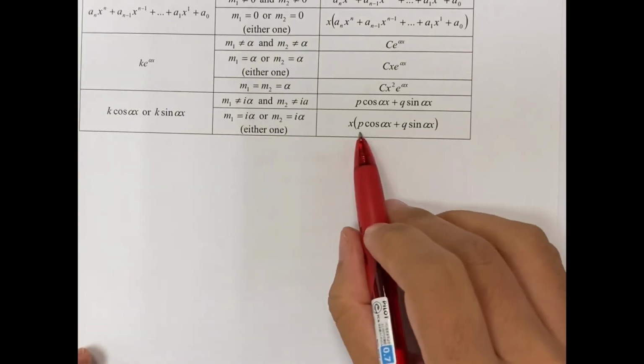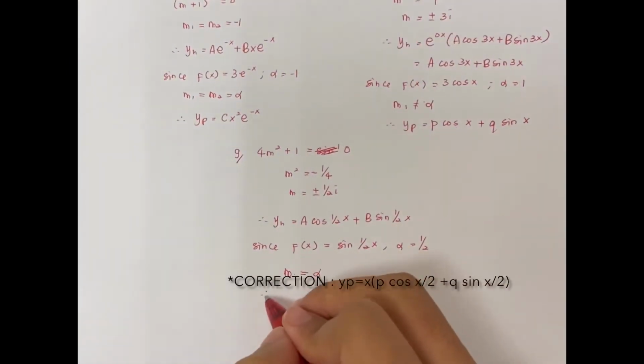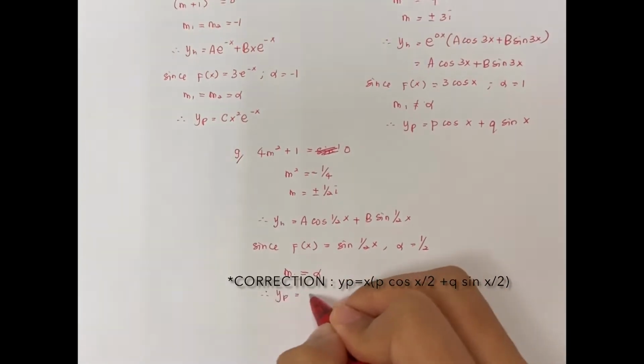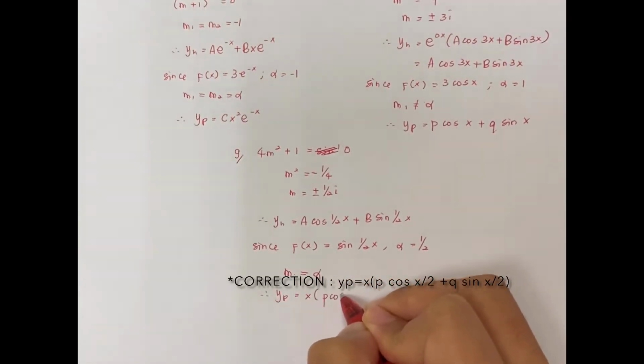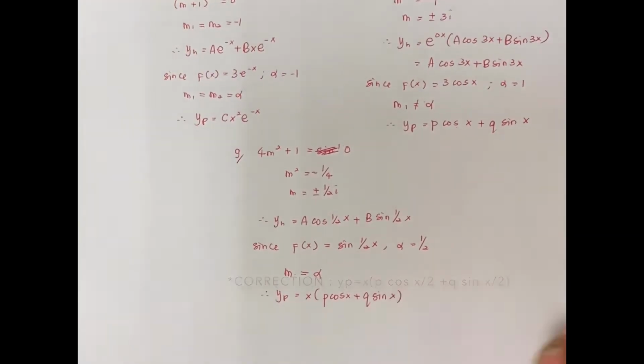Okay, so if m is equal to alpha, you need to multiply by x. So you have yp equal to x times (p cos x plus q sin x).